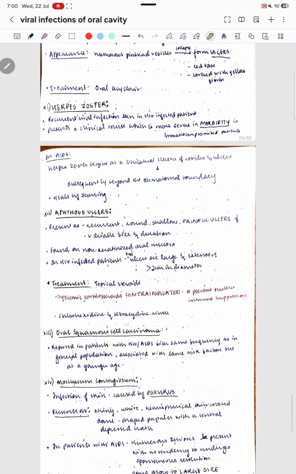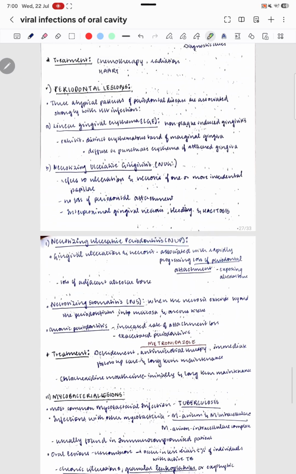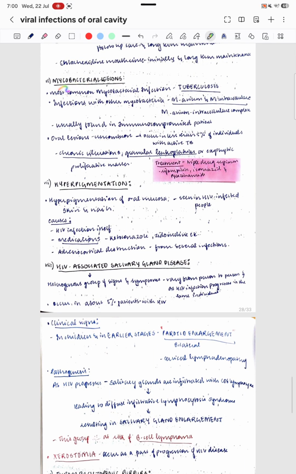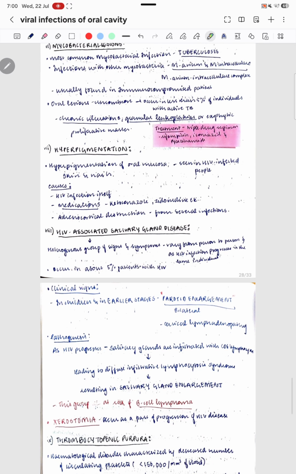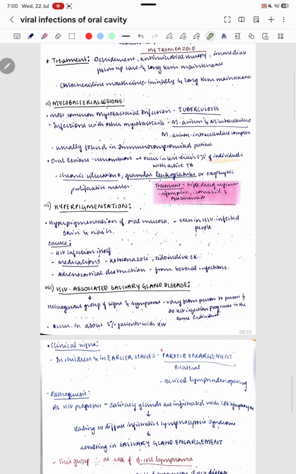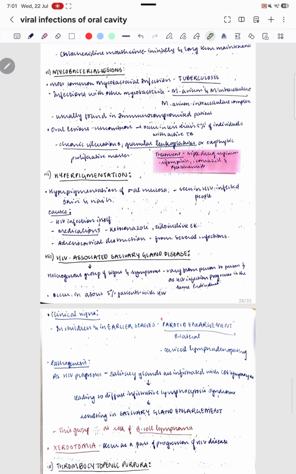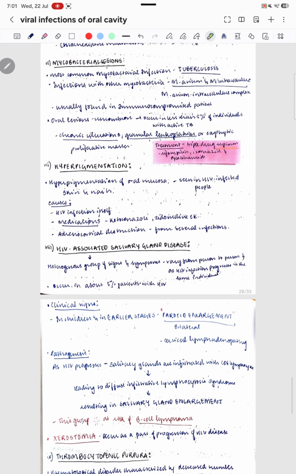Then there are mycobacterial lesions, that is infections of TB infecting the oral cavity as well, which is uncommon, but they do occur in less than 5% of individuals. There are ulcerations in the oral cavity and granular leukoplakia. Treatment could be the triple regimen, that is, TB treatment is given.